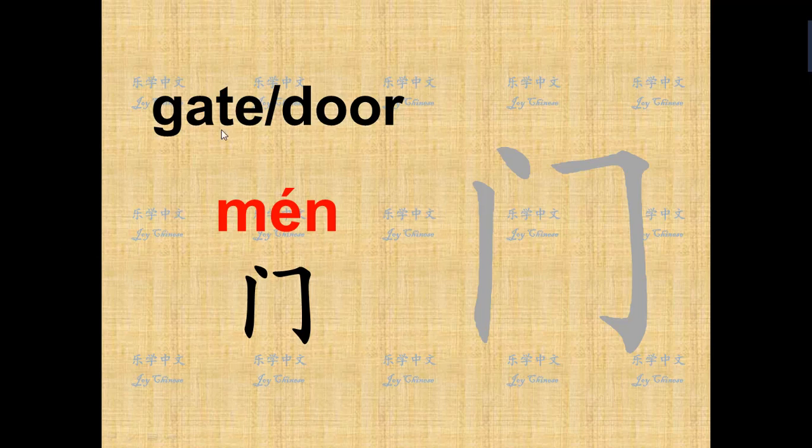The first one is gate or door. It's a combination of mu and n. Second tone. Mu, n, men. Men means door. You see again, this is a character that is very similar to the shape. It's like a gate, right? And the way how it's written is also simple. So let's start. First, it's a dot. Then this is the vertical stretch. Then the next stroke start from the left to the right, from top to the bottom. Men.